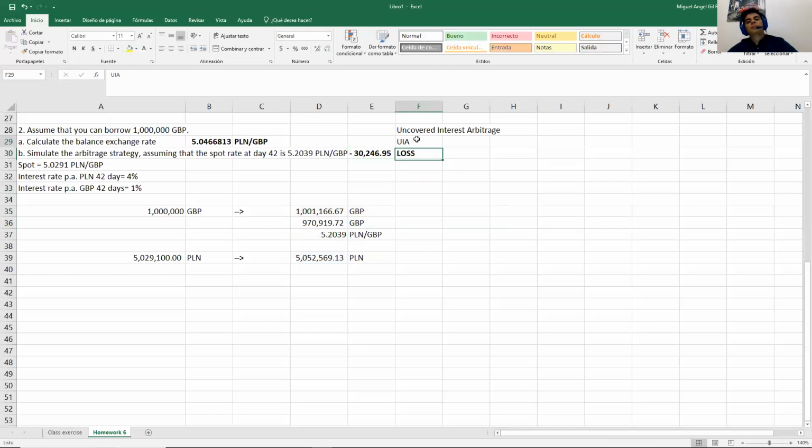Okay, so as you can see, it's very similar. It's the uncovered interest arbitrage. And the only thing that happens is that in this last step, it's a bit different. We don't have the forward. So the first thing that I ask you is to calculate the balance exchange rate. And the other thing is to simulate what will happen if any given rate is like your forward rate. So this will be the answer to exercise 2 of homework 5.